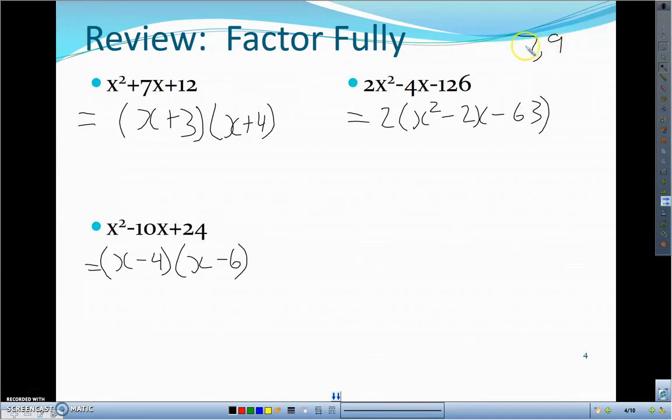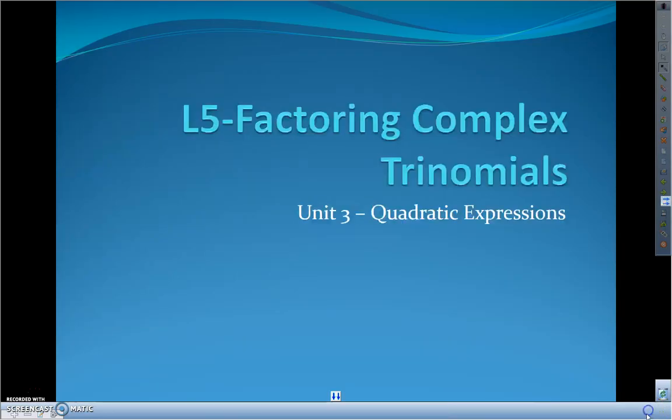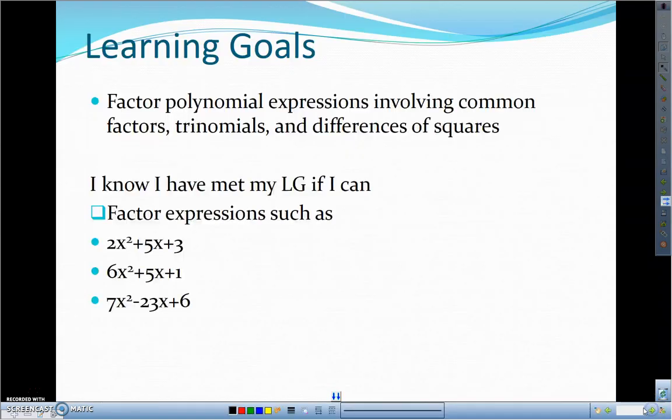And which one has to have the negative? Well, the bigger number has to follow the sign of the middle term, so it's negative 9. So this will be equal to, the 2 remains, x plus 7 times x minus 9. If you struggled with those or something wasn't quite right, I'd encourage you to go back and look at the previous lesson. We're moving into complex trinomials, or factoring them specifically.